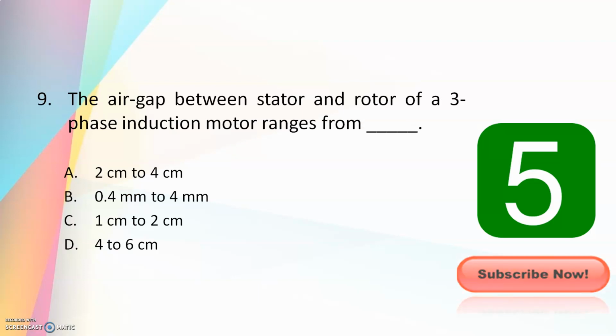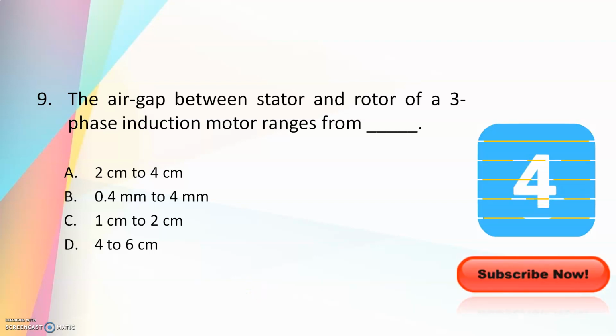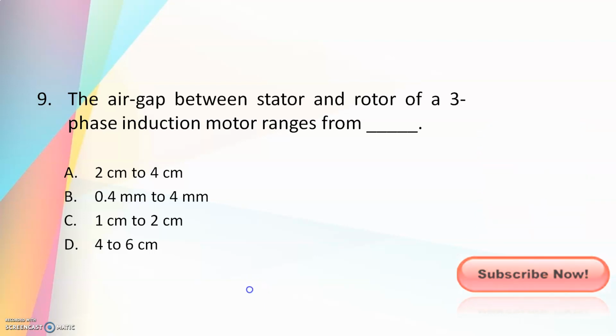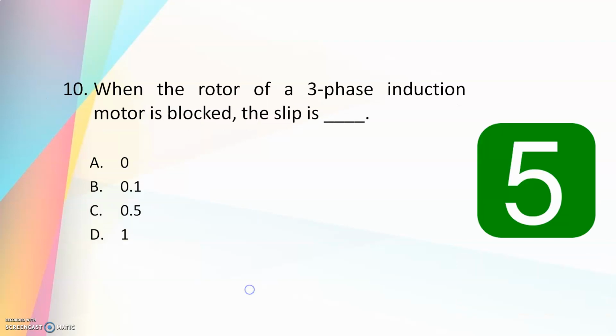The air gap between stator and rotor of a 3-phase induction motor ranges from 2 cm to 4 cm, 0.4 mm to 4 mm, 1 cm to 2 cm, 4 to 6 cm. And here you go. And the answer is 0.4 mm to 4 mm. So the air gap is normally 0.4 mm to 4 mm.